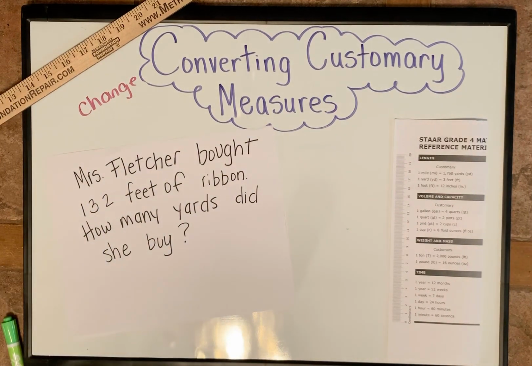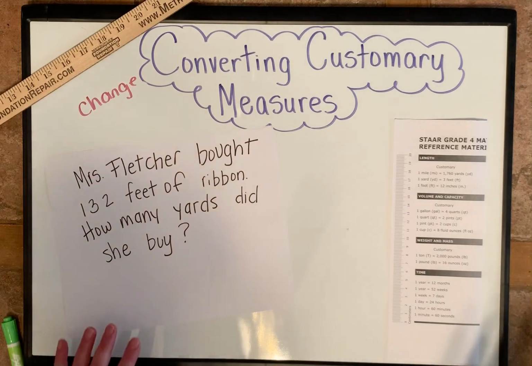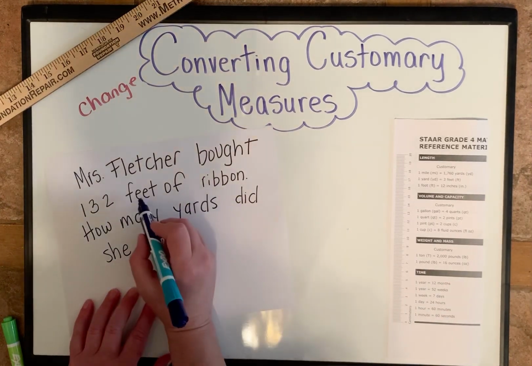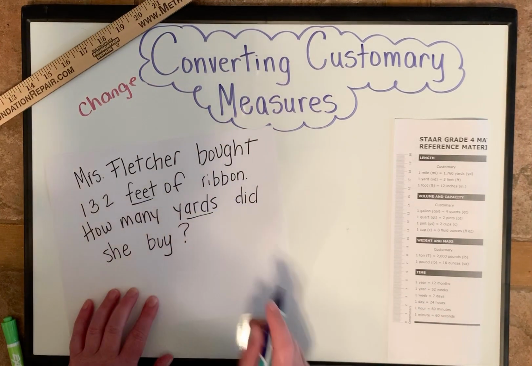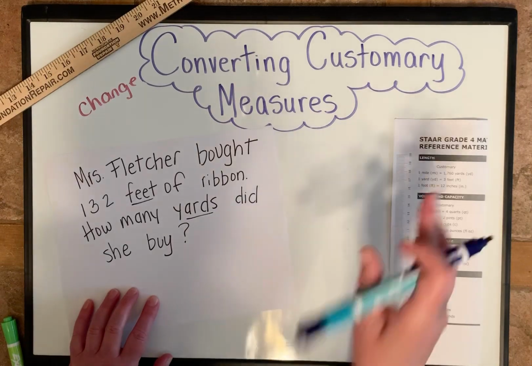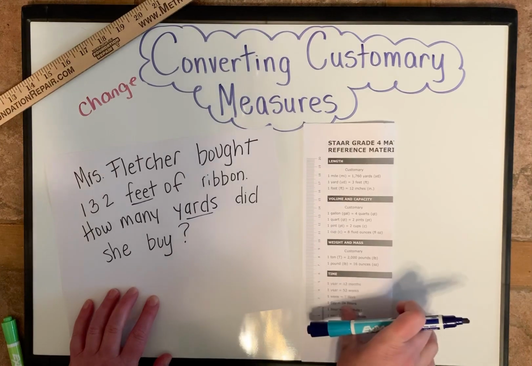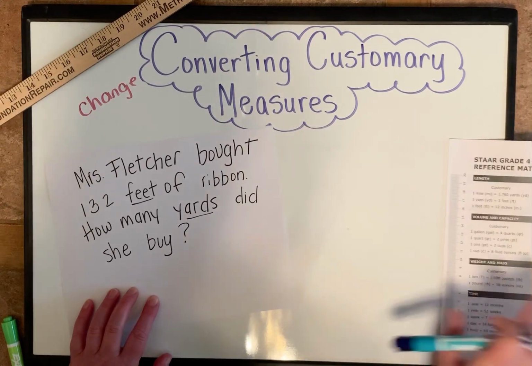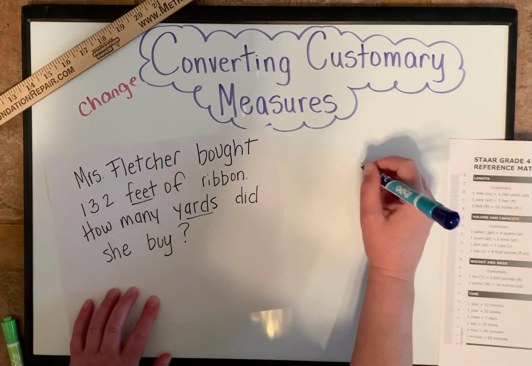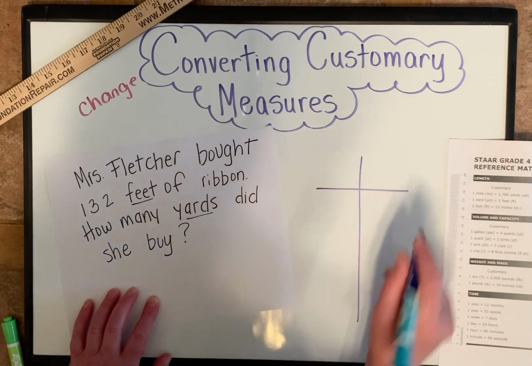Well, the first thing I notice is my measurement words. I see the word feet and I see the word yard. That tells me length. That tells me I'm going to go over here to length. So before I even start, let's do our strategy. Let's make a T-chart.